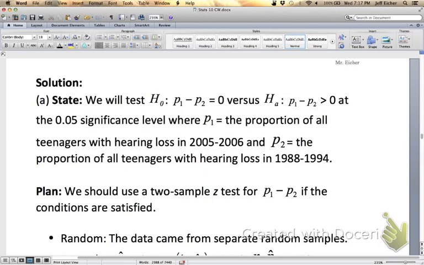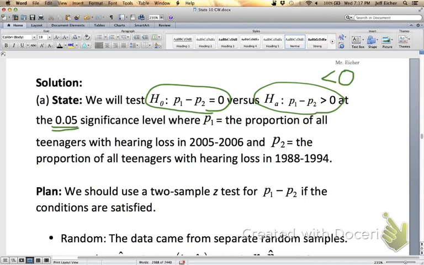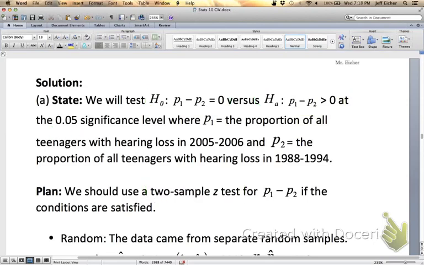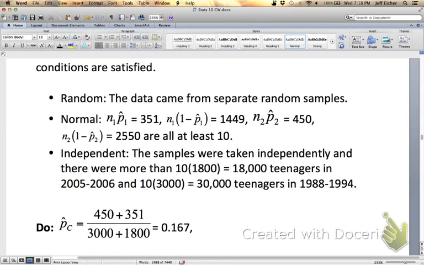We have our hypotheses: null hypothesis, alternative hypothesis. You may have used less than 0 if you define your parameters differently. Significance level was stated, 0.05. The name of the test: 2-sample Z test for a difference of proportions. The conditions: random, normal, independent.